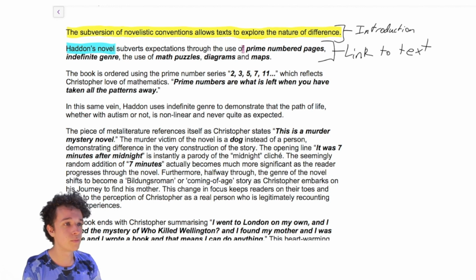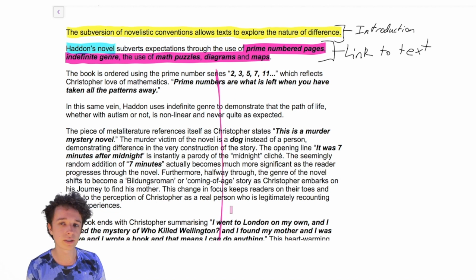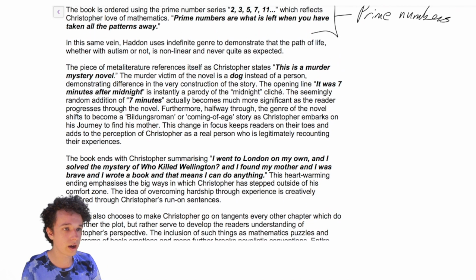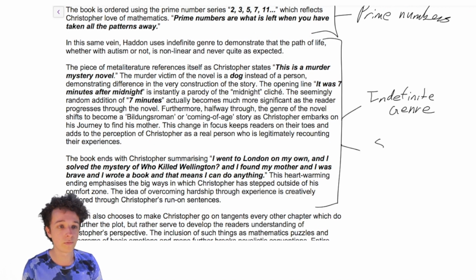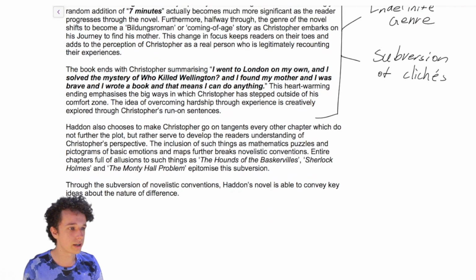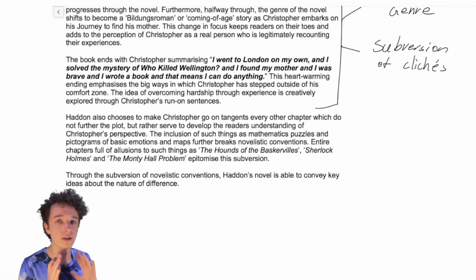And I've given a brief and quick summary of what I intend to talk about throughout the rest of the essay. This section, we explore the prime numbers, and pretty much this entire section here, we explore the indefinite genre and the subversion of cliches. And then down here we have a nice little summary of some of the other weird and odd things that we see in the text.